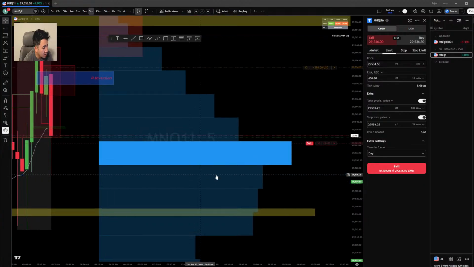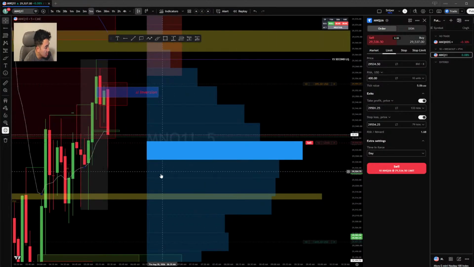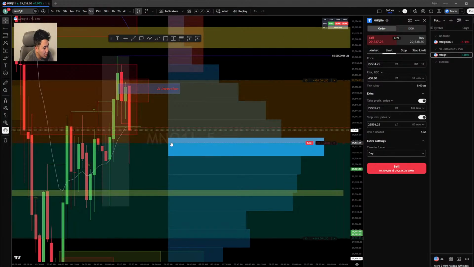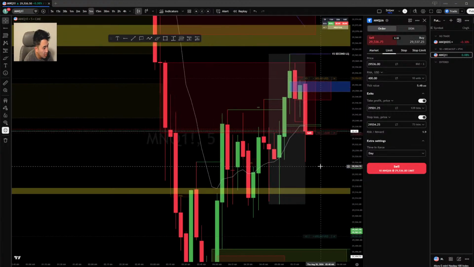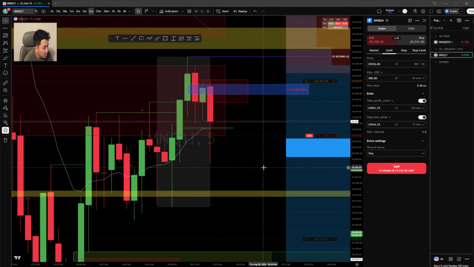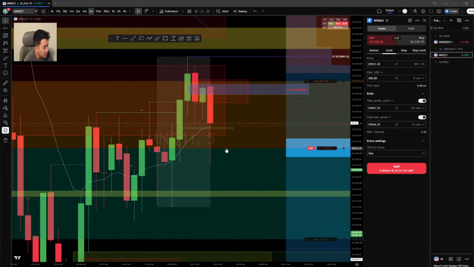So on the 5 minute, we're just looking for this close over this 13 EMA for the entry. We'll do a limit order if it does close over it, and we'll enter where it closes over this 13 EMA, this white line.